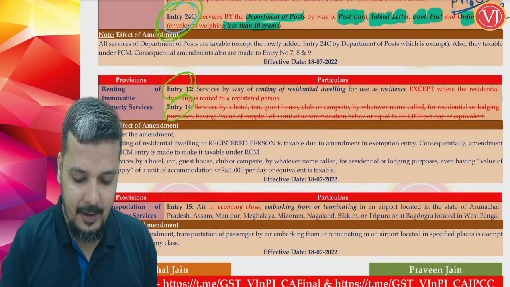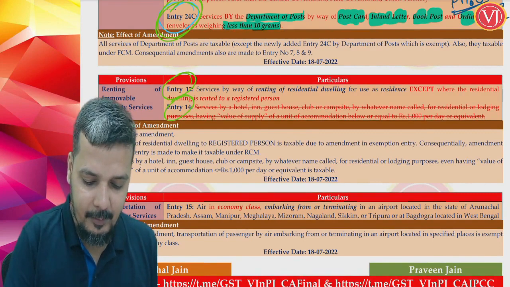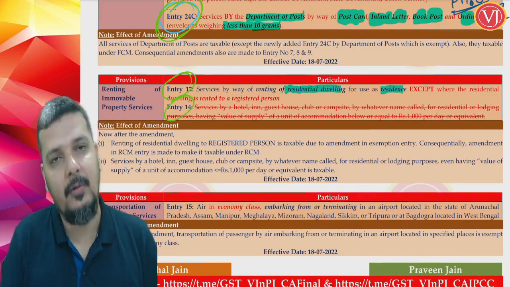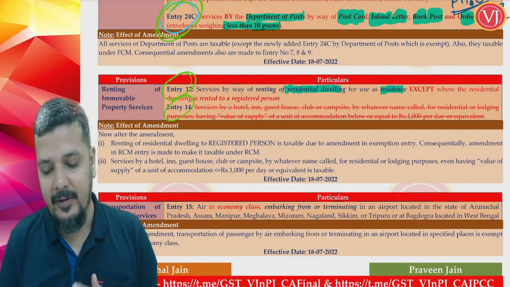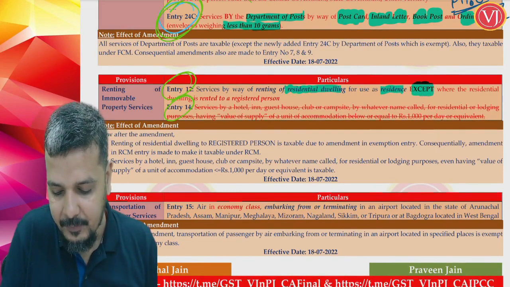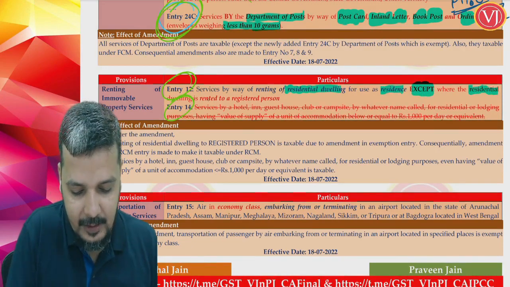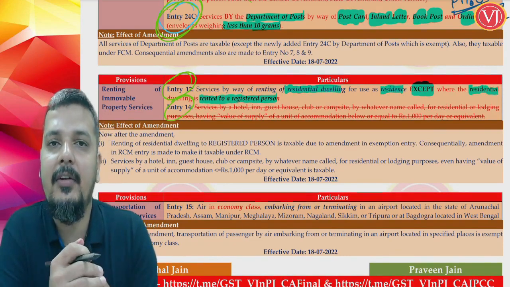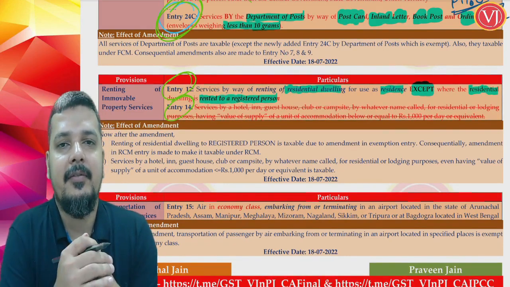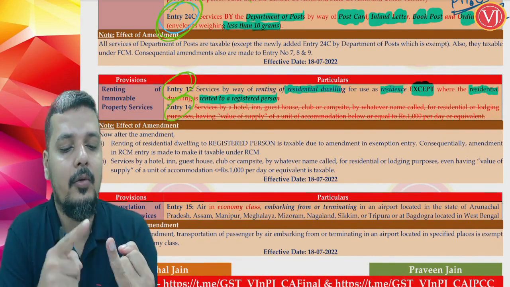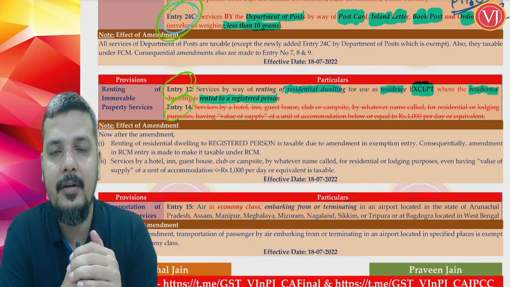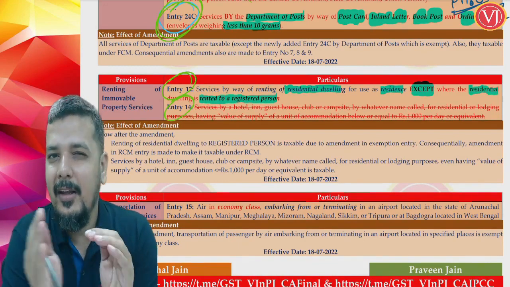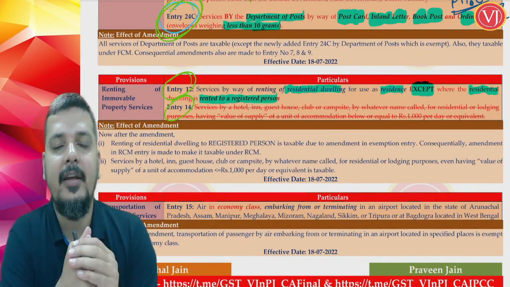Now, what is the amendment in entry number 12? They have said that renting of residential dwelling for use as residence was exempted earlier. Now also it is exempted, but there's an exception. What is that exception? If the same residential dwelling is given to a registered person, then it is taxable. So previously, if it is a residential dwelling used for residence given to anyone, it was exempted. Now if it is given to a registered person, it is taxable. So exemption is decreased, taxability is increased.